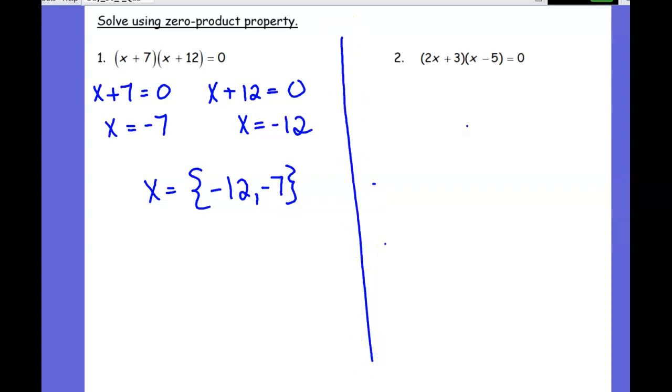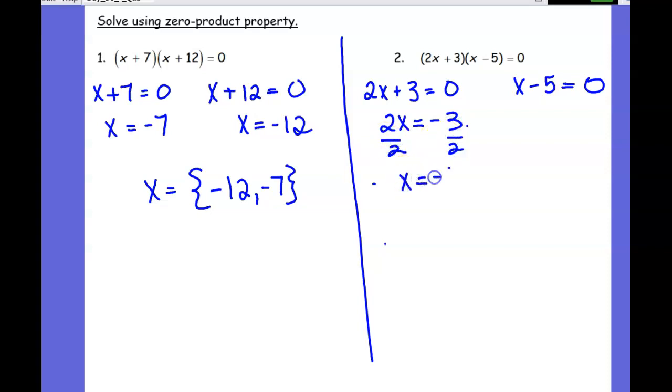Okay, the second example, if I had 2x plus 3 and I set that to be 0 and x minus 5 and set that to be 0, on the left I would get a two-step equation. So 2x would be equal to negative 3 and then I would divide both by 2 and my x would be equal to negative 3 halves. Okay, on the right side we add 5 to both sides and we would get x is equal to 5.